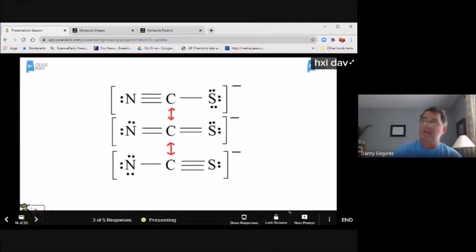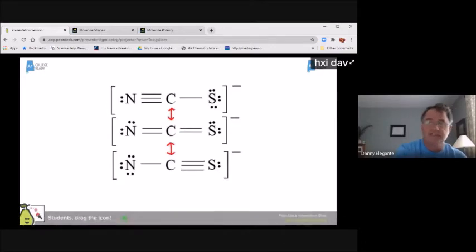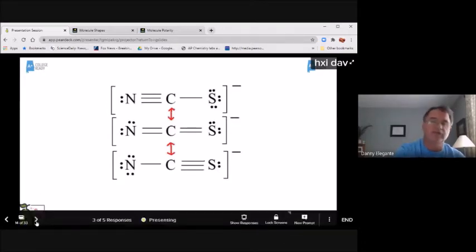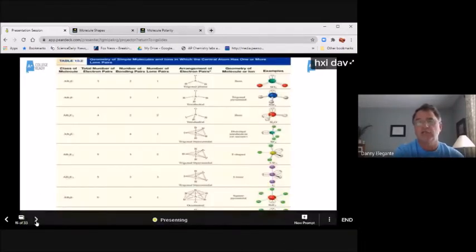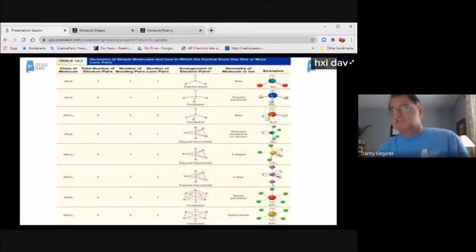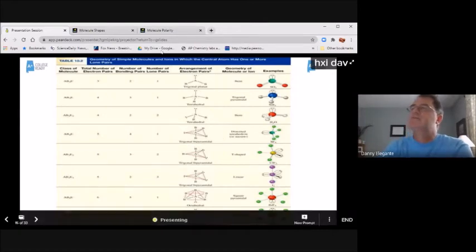If you need more practice with that, and you probably do, reach out to your teachers and say, hey, can we do some more formal charge practice? Somewhere in your student notes from your teacher, or somewhere when you go over this, you should be talking about geometry of molecules. So what is the shape of a molecule? And you should have a table similar to this.